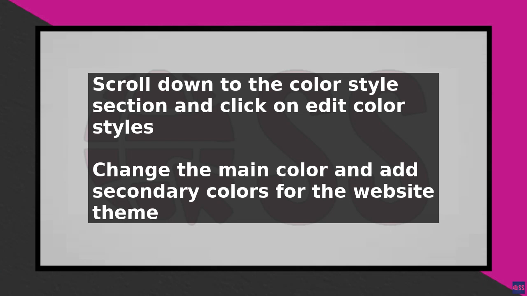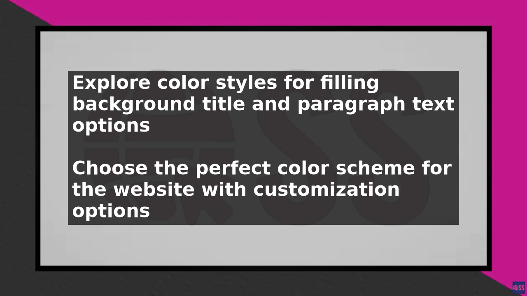Scroll down to the Color Style section and click on Edit Color Styles. This will allow you to change the main color, add secondary colors, and choose different color styles for filling, background, title, and paragraph text. You can explore these options to find the perfect color scheme for your website.